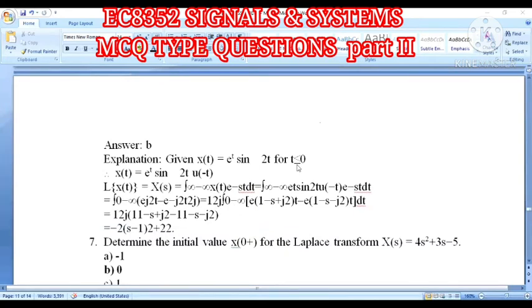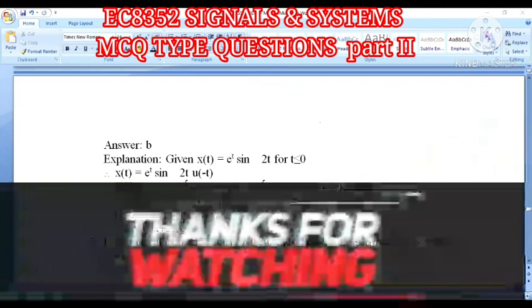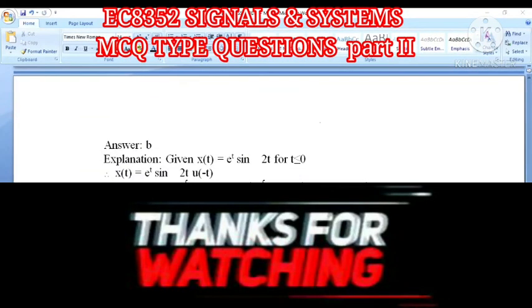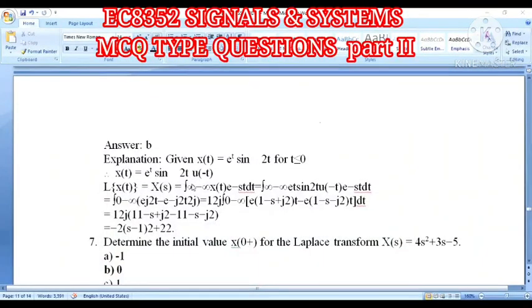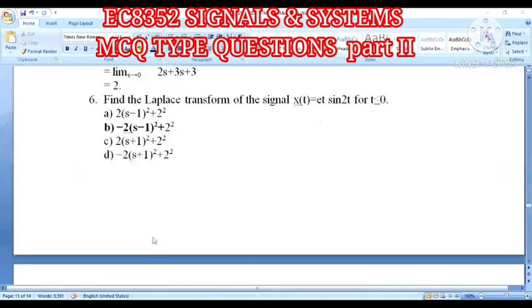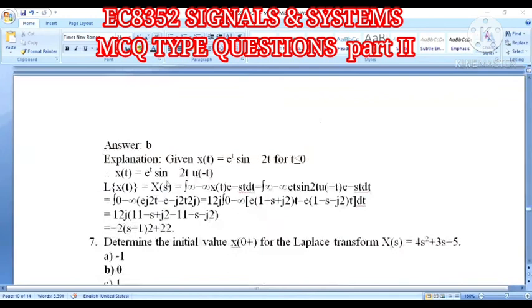X of t equal to e to the power of t sin 2t for t less than 0. Applying the Laplace transform, X of s is the integral from minus infinity to infinity of x of t e power minus st. So in this definition, you have to substitute here. You can get this answer 2 into s minus 1, 2 plus 2 square. So applying the definition of Laplace transform, you substitute this x of t value and take the integral value. The final result will come like this.